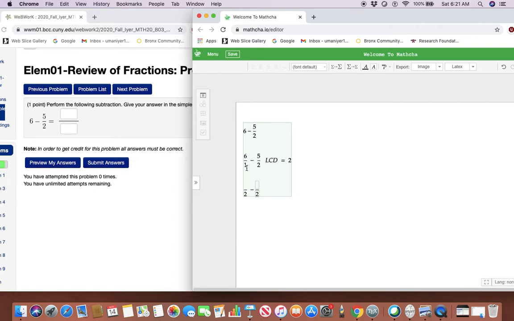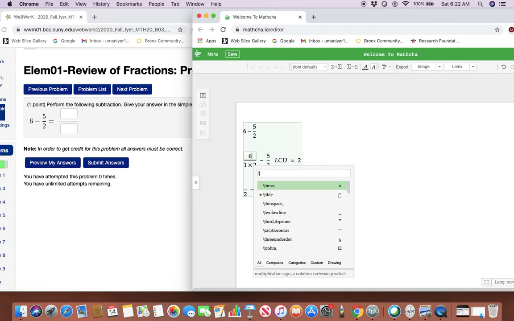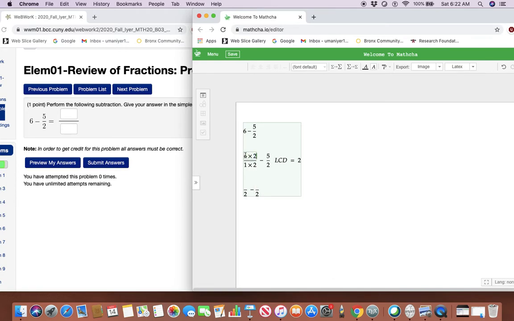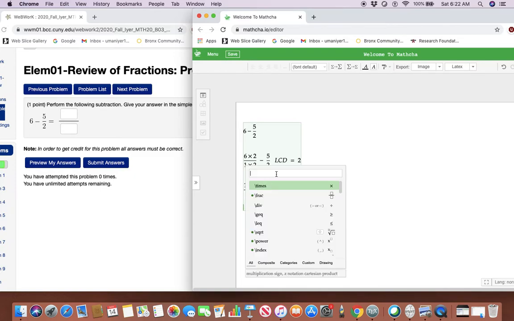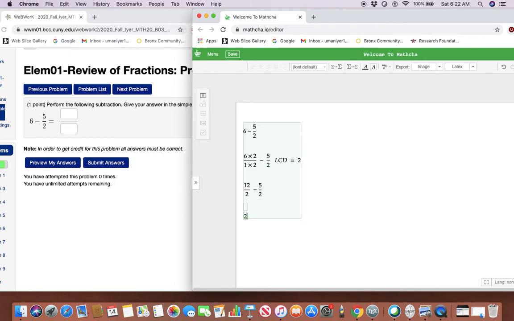How do I get from 1 to 2? 1 times 2 is 2. Whatever I multiply to the denominator, I must multiply to the numerator. So 6 times 2 is 12. Here, 2 to 2 is the same. So the numerator is a 5. So that gets me a fraction, 2 in the bottom. Same denominator, so that stays. 12 minus 5 is a 7.